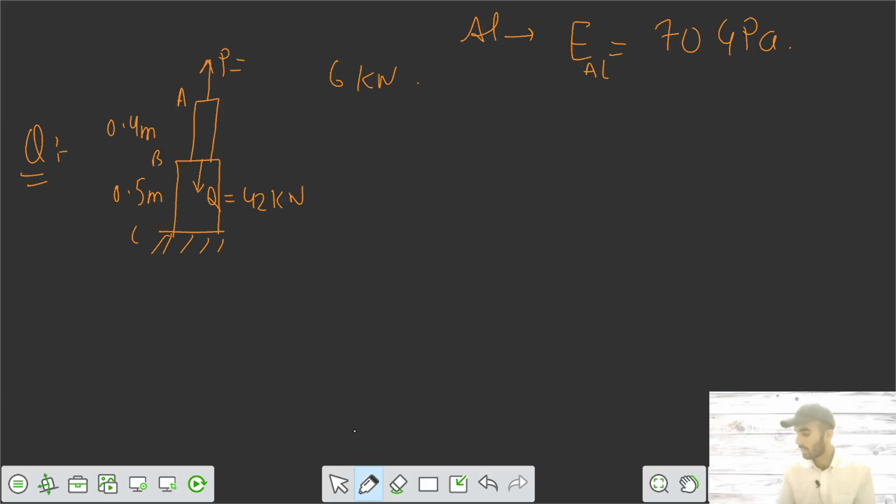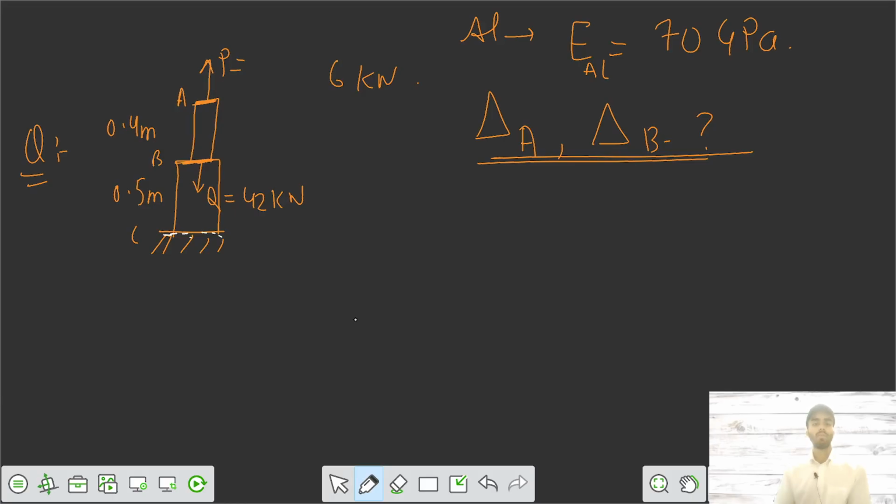We need to get the deflection of point A and deflection of point B. See, at point C, there won't be any deflection because the support is fixed. Point C can't move anywhere. The point C is fixed. That's why the question is saying delta A and delta B only.